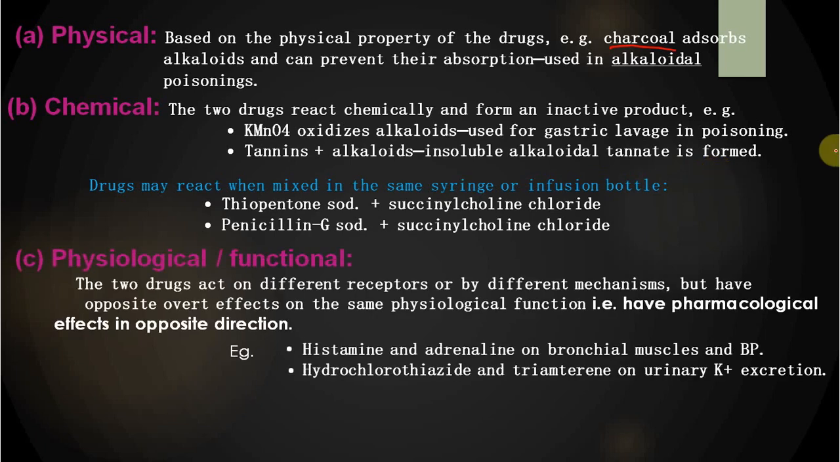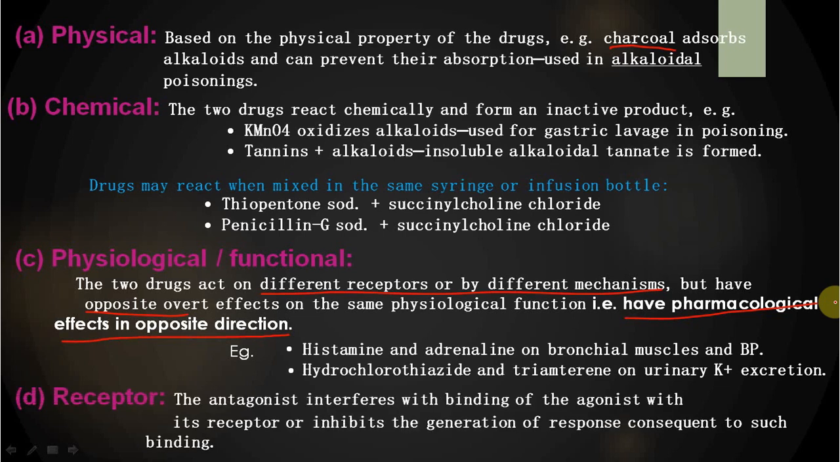Physiological or functional. In this, the two drugs have different physiological functions which are opposite to each other. It means they have physiological functions, or we can say pharmacological effects, in opposite directions. For example, histamine and adrenaline on bronchial muscles and blood pressure, hydrochlorothiazide and triamcinolone on urinary potassium ion excretion.